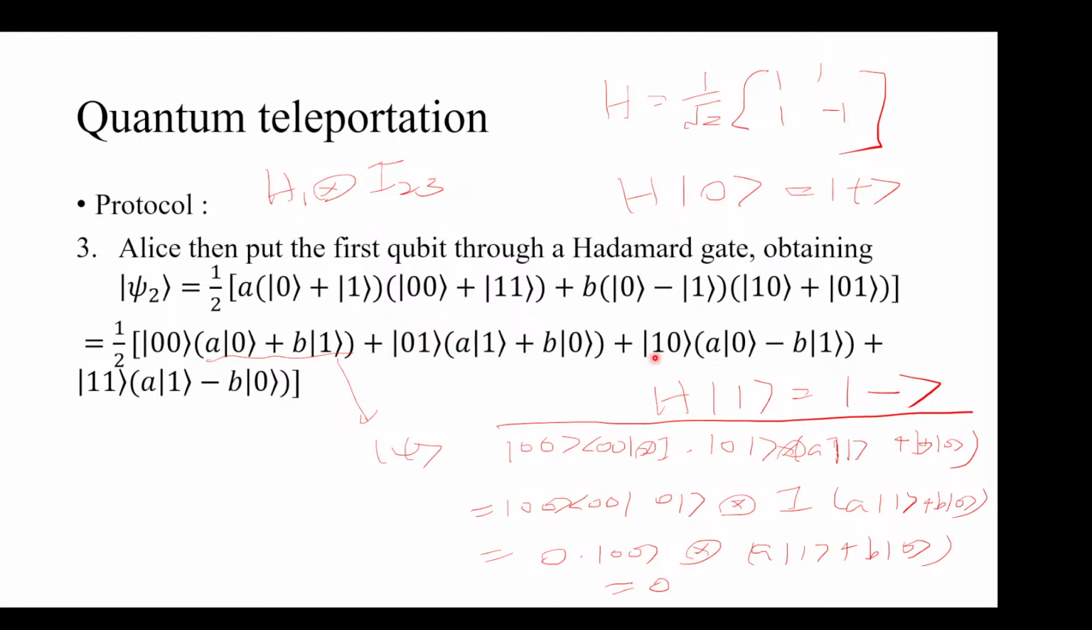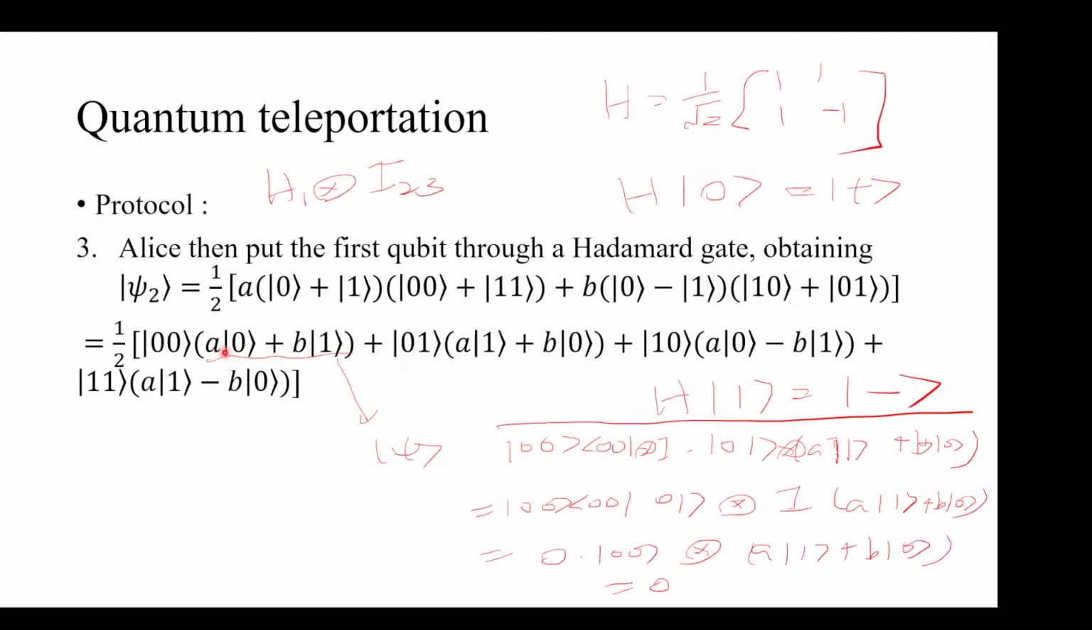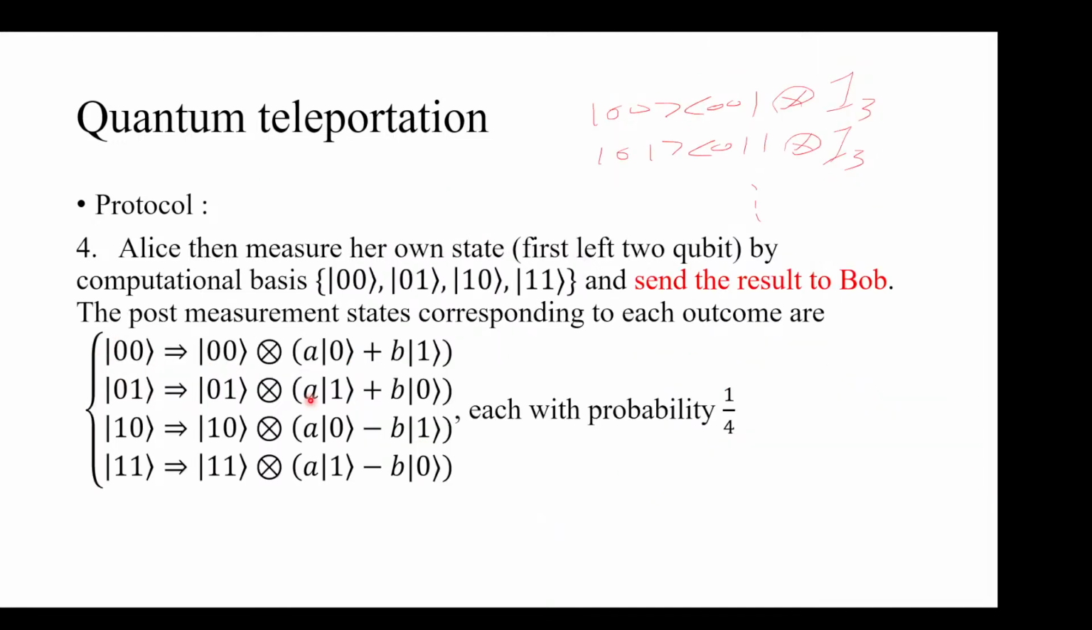Similarly, the inner product of 0,0 with 0,1 gives you 0, and 0,0 with 1,0 or 1,1 also gives you 0. So 0,0 acting on all those three terms gives you 0, and you are only left with the first one. The post-measurement state is |0,0⟩ tensor (a0 plus b1), and you can check this is normalized. The probability of getting this outcome is proportional to the amplitude squared. The amplitude is 1 over 2, so the probability is 1 over 4.